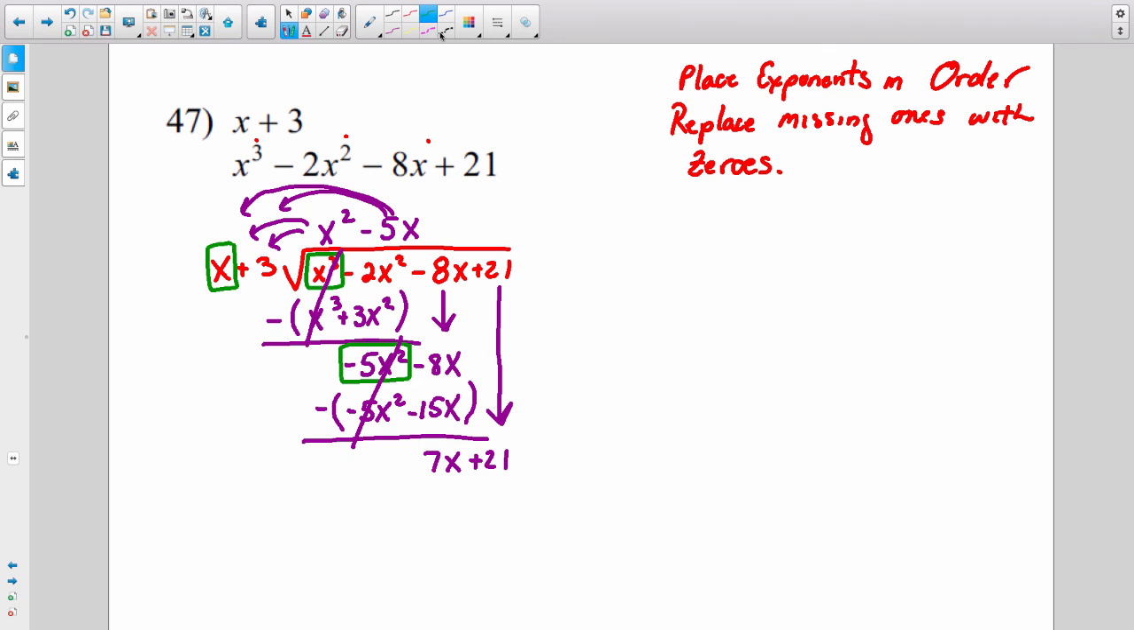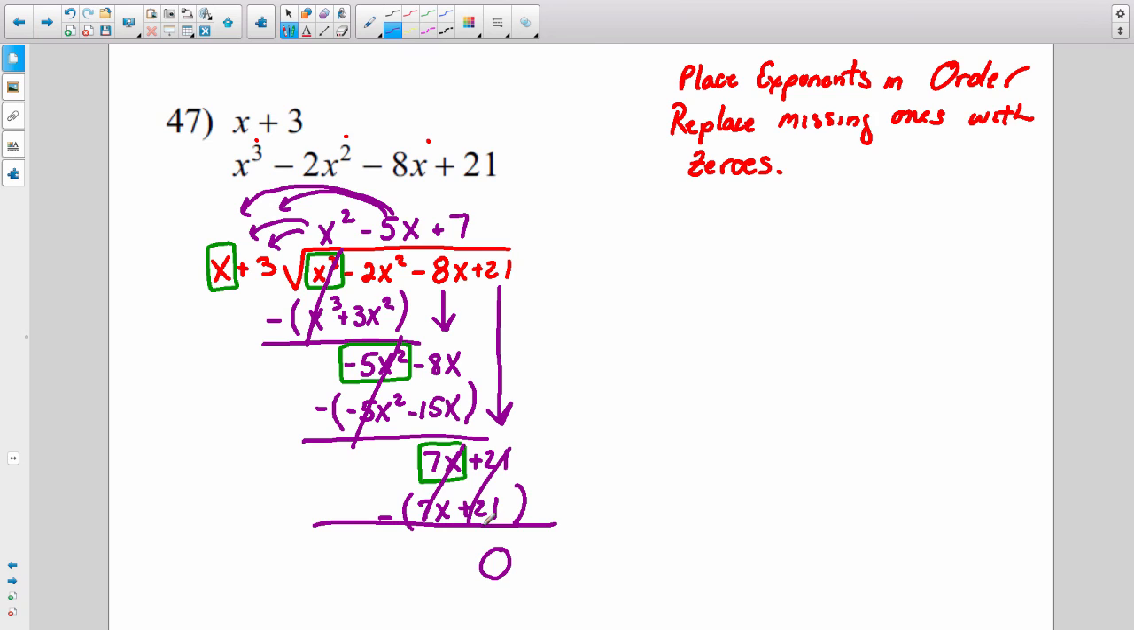Again, looking at the first terms only, how would you go from x to 7x? I think you'd say you'd multiply by a positive 7. When you distribute, you get 7x positive and positive 21. Notice what happens when I subtract these. Everything goes away, and there's a remainder of 0.